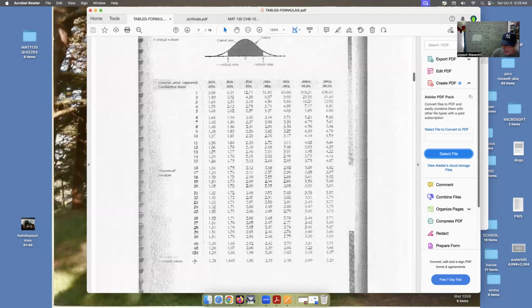Notice this is an infinity column. So as the sample size grows and gets larger and larger, the T critical values will approach those Z critical values. All right, so this is the table that you're going to use to find the T critical values when you're using those to find a confidence interval.